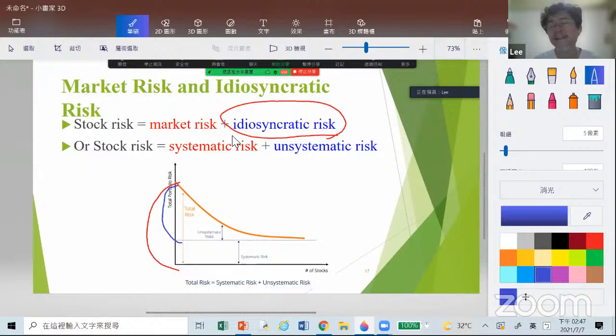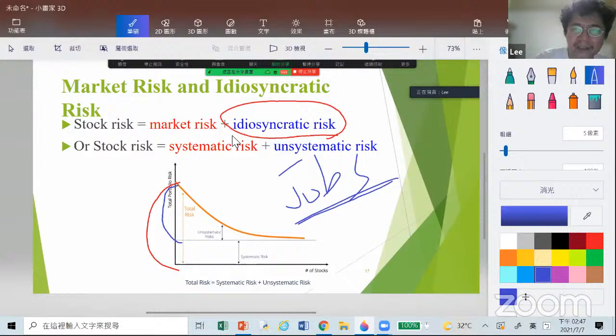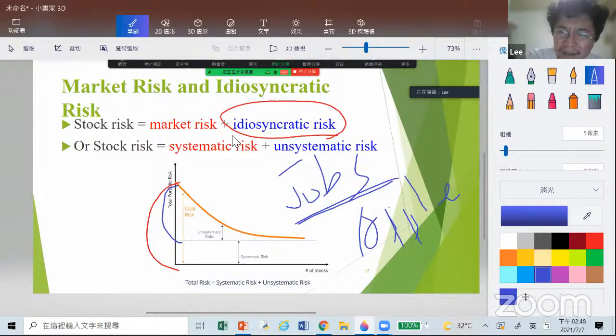For example, a couple of years ago, Jobs, I guess you already know Jobs, the CEO of Apple, got sick, and maybe some people already expected he was going to die soon. When Jobs passed away, maybe it only affected Apple, because Jobs was a kind of asset for Apple. He contributed a lot to the company. So when Jobs died, Apple just lost an important asset.